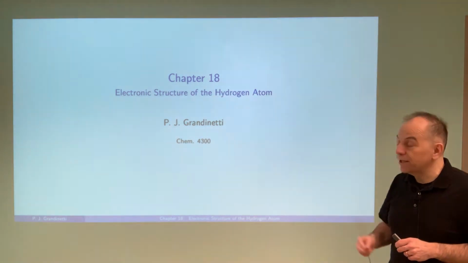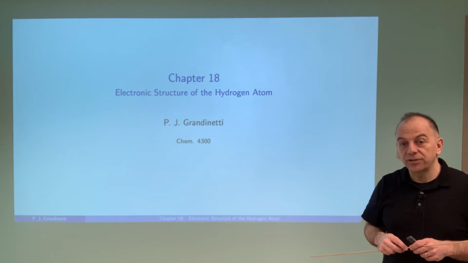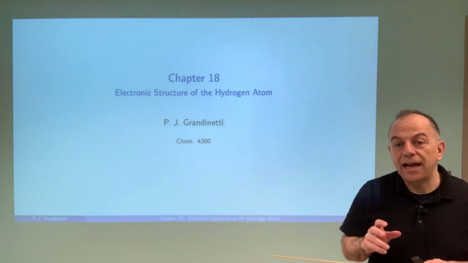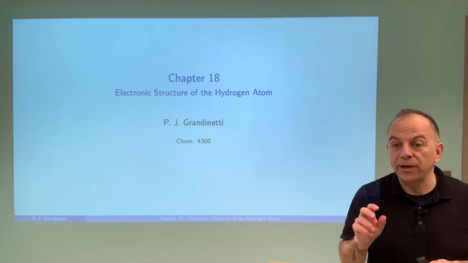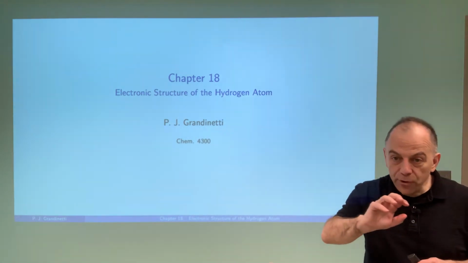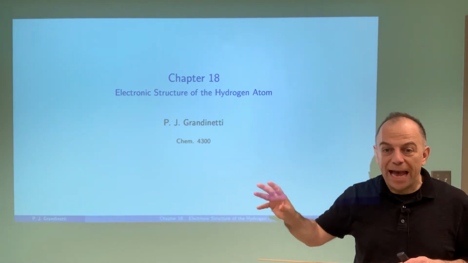In this video we're going to begin Chapter 18 on the electronic structure of the hydrogen atom. Now in an earlier chapter we learned how Louis de Broglie in 1923 proposed his matter-wave hypothesis. He imagined a particle moving through space as a wave packet.